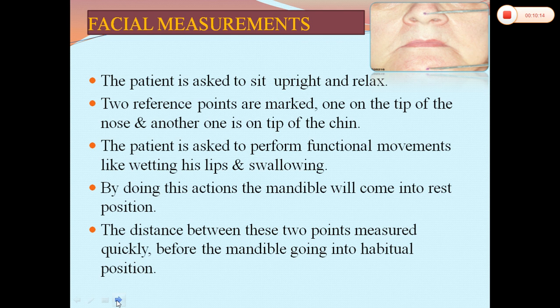Two reference points are marked as shown in the diagram, one on the tip of the nose and another on the tip of the chin. The patient is asked to perform functional movements like wetting his lips and swallowing. By doing these actions, the mandible will come into the rest position. The distance between these two points is measured quickly before the mandible goes to the habitual position.